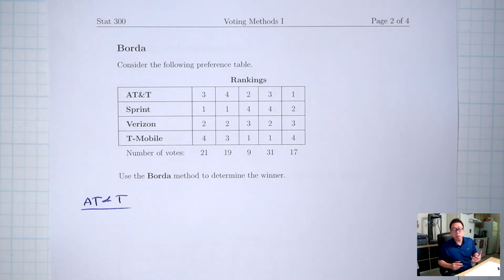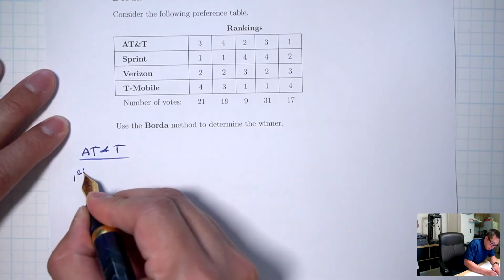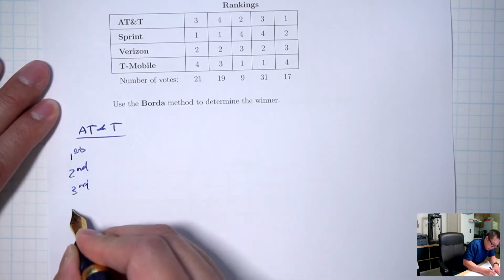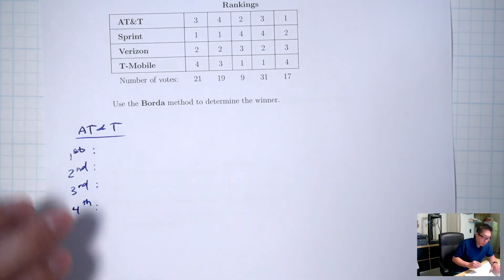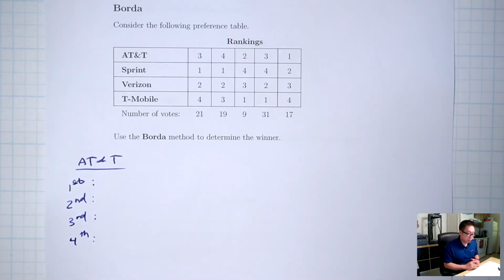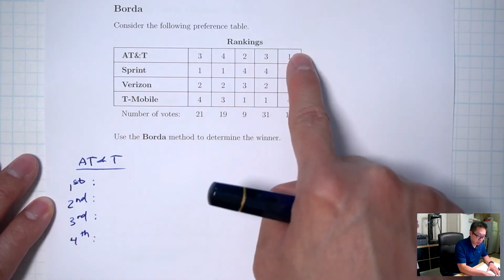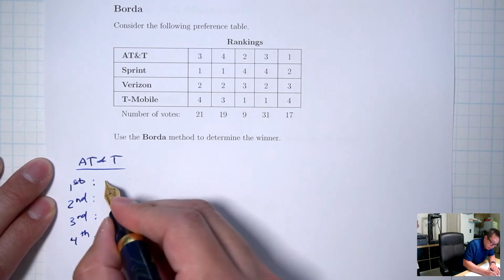And we're going to count the first place votes, the second place votes, the third place votes, and also the fourth place votes for AT&T. So how many first place votes did AT&T get? So look for the 1. I just see it right here. So 17 people voted AT&T 1.